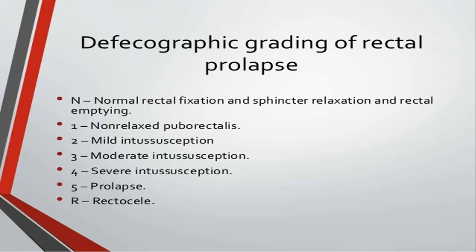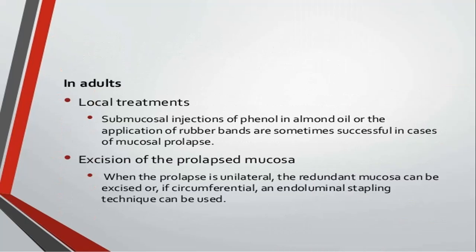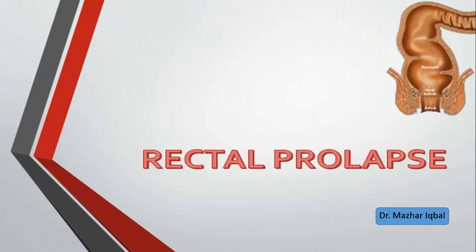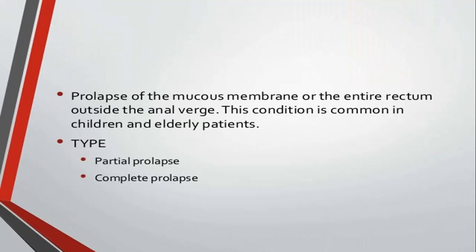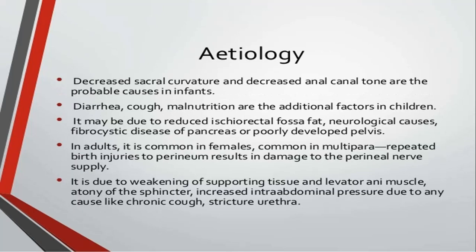So in a quick review, in a simple way, don't worry about it. You must know there are two types. In a partial prolapse, there's only mucosa. In a complete prolapse, the whole rectal wall comes out from the anal canal. In etiology, there's a decreased sacral curvature and decreased anal tone. A malnourished patient can have it. There's a decrease in puborectalis or levator muscle tone.